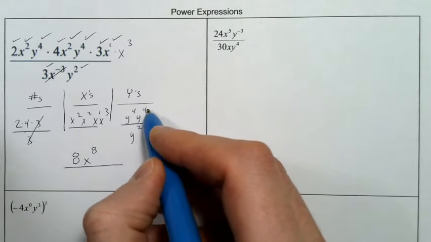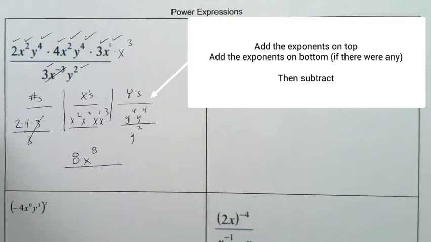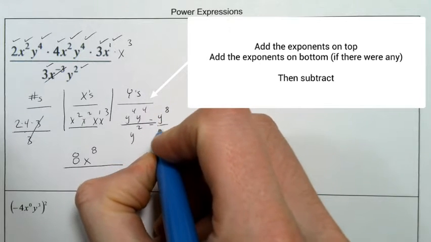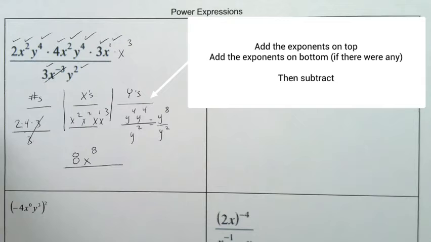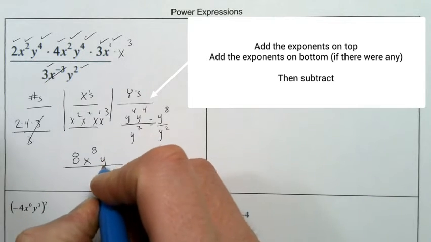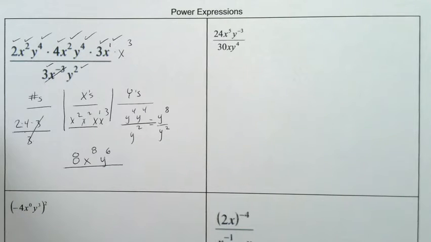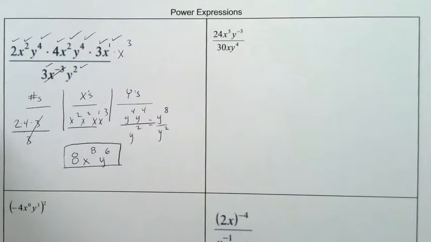Now, since I have a couple of y's on the top, I'm going to combine them. This becomes y to the 8th on top over y squared. Now, the two questions are, who has more, top or bottom? And by how much? What we're doing is we're subtracting and putting it where it belongs. There are more on top, so the answer is going to be on top, and that is my answer.